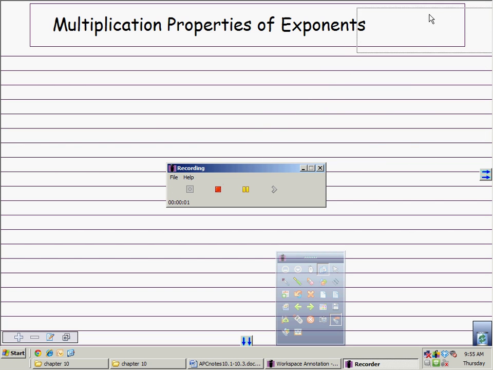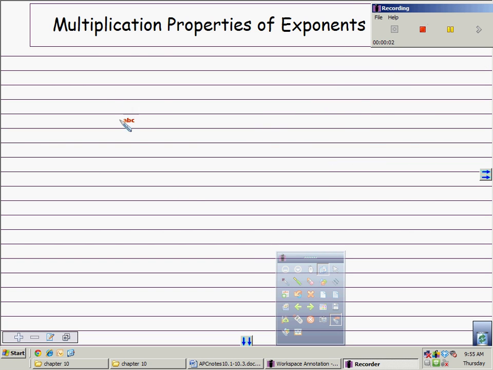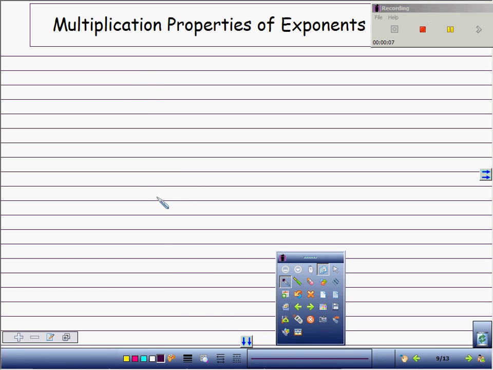Okay, class. Today we're going to learn about multiplication properties of exponents. We kind of learned the first part of that, but the second part is when you're raising a power to a power. So say, for instance, you should be taking notes. You have 2 to the third raised to the second power. Anyone know what that is?